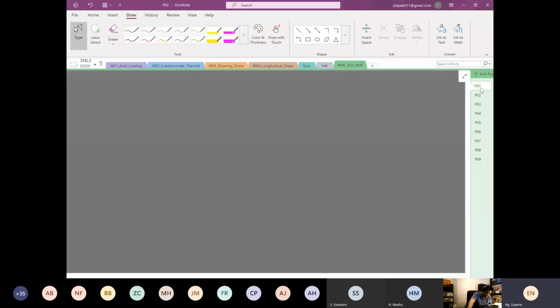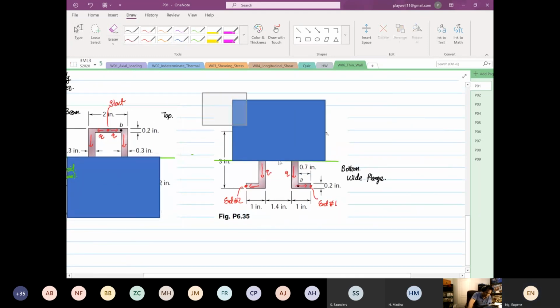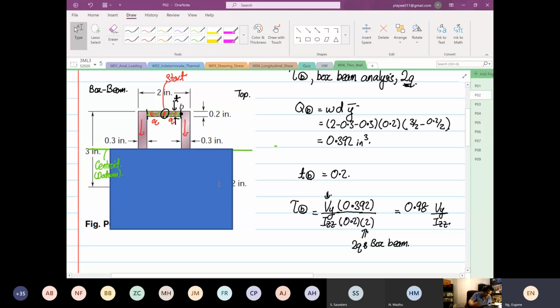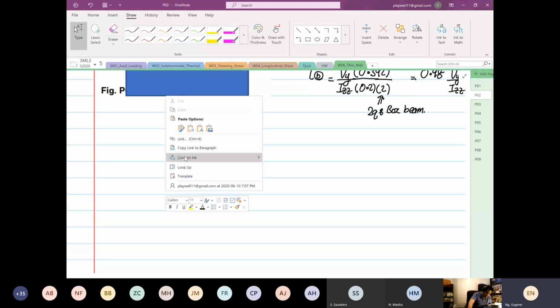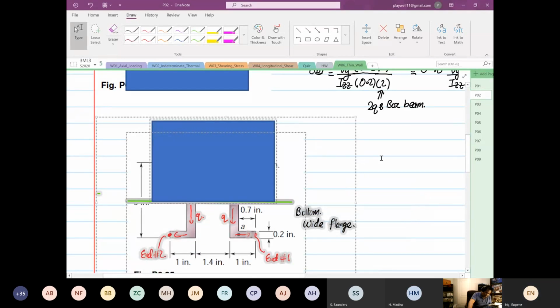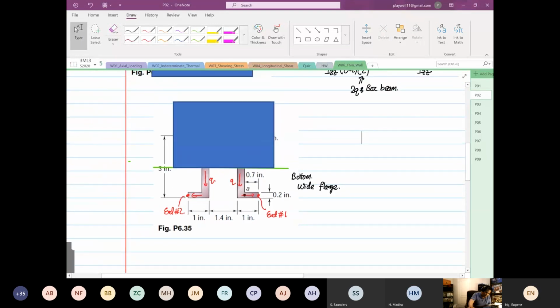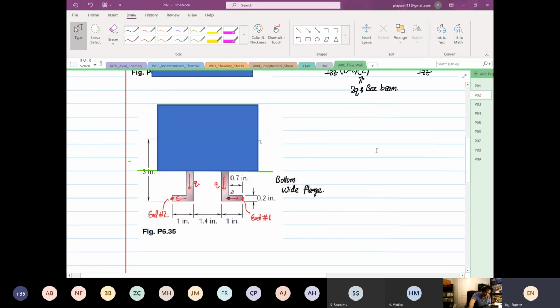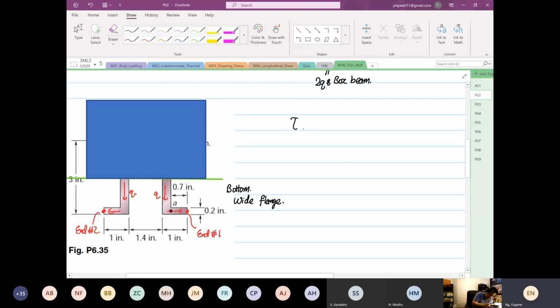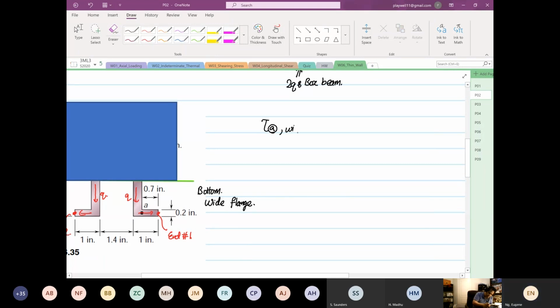Next, we're going to go into the bottom. I'm going to copy from here. So now we are dealing with the bottom part. As you can see down here, the bottom is a white flange analysis. So you're going to have shear stress at point A, and shear stress at point A is a white flange, like what we have before.